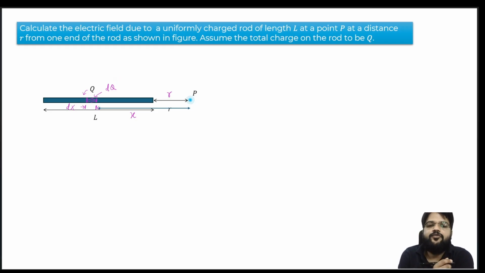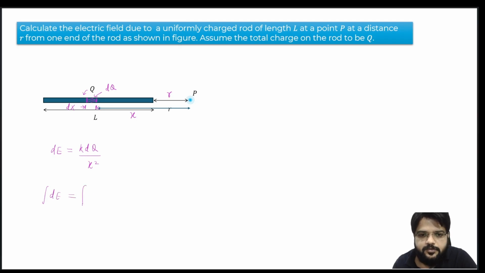So what I will do here, first of all, I will write the electric field due to this small element at this P point. If I write the electric field due to this small element at this P point, it can be written as k dq by x square. All right, this thing we will write. Now we want it due to the full rod, so we have to integrate here. So we are integrating on both sides, and we need to put a limit here also.